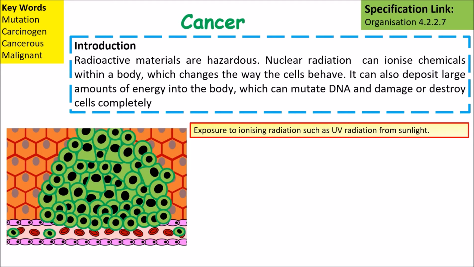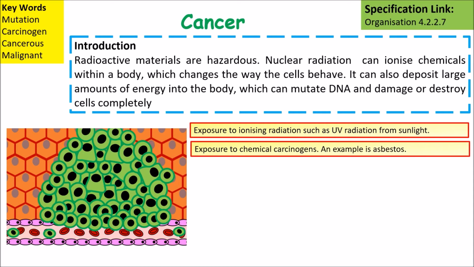Exposure to ionising radiation, so also UV radiation. Exposure to carcinogens. An example of this might be asbestos. This was something that was used in building to act as insulation.